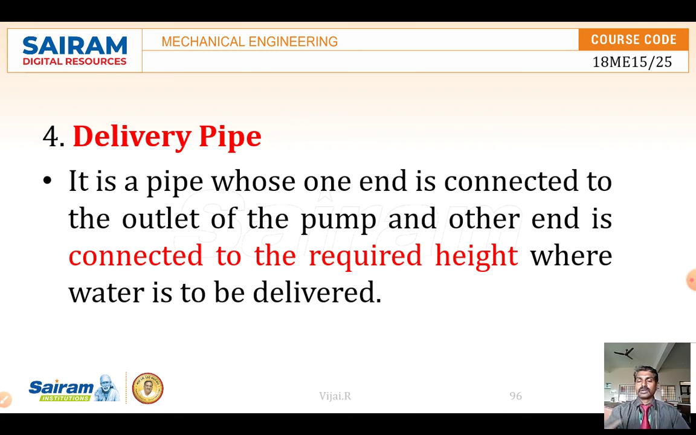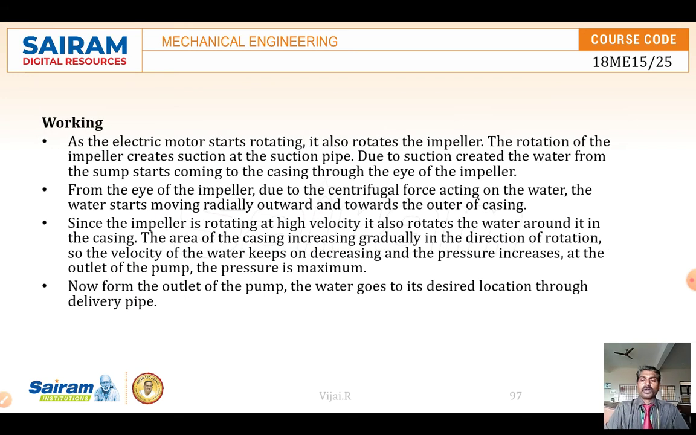The delivery pipe is connected to the outlet of the pump, because the water has to be delivered to a certain height. So for delivering the water from the pump, a provision is needed. We call it the delivery pipe. There is also a valve there, which can be operated. But mainly the foot valve is very important in the submerged tank.